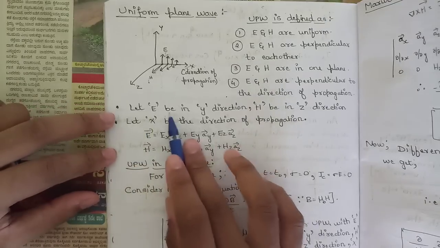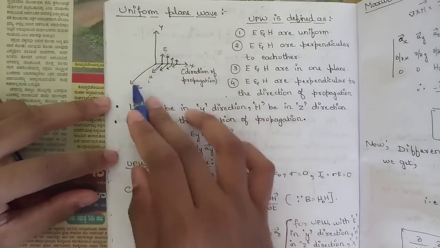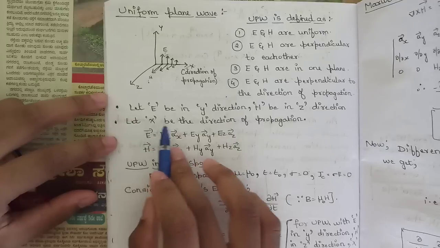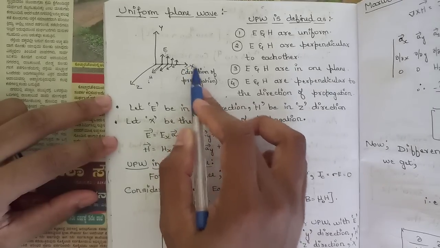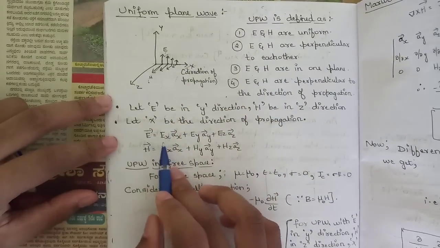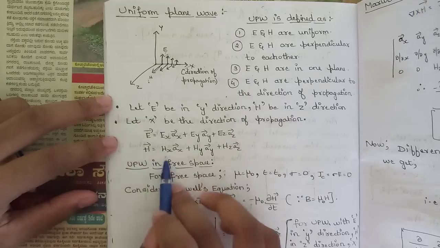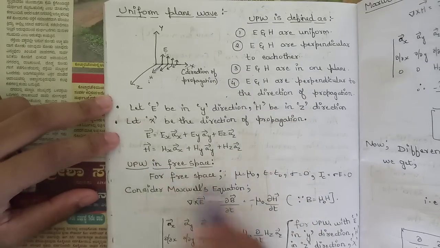So let E be in y direction and H be in z direction. That is, electric field and magnetic field, let them be in y and z direction respectively. And let X be the direction of propagation. So this is the direction of propagation here, X. So E is equal to, in general, Ex Ax plus Ey Ay plus Ez Az. Same goes for H. Okay, so now a uniform plane wave, that is UPW, in free space.